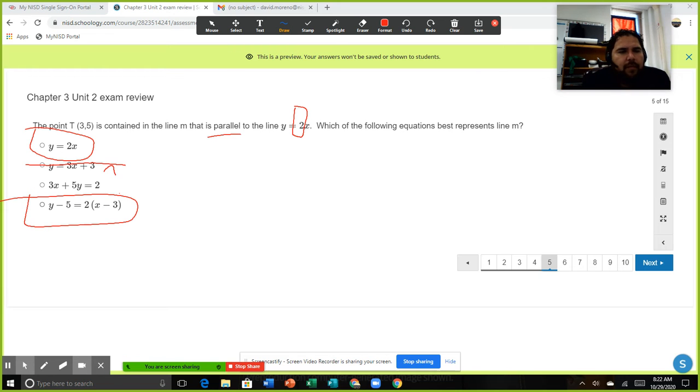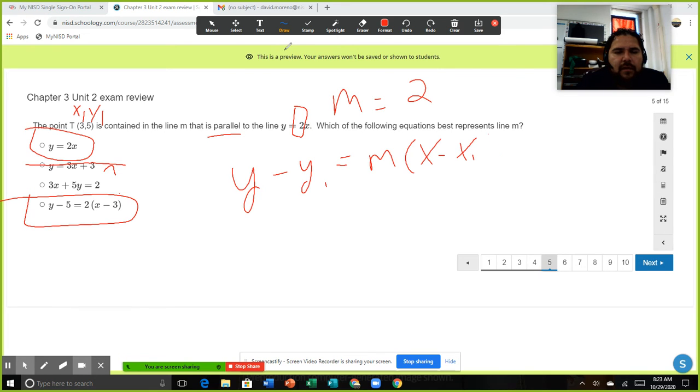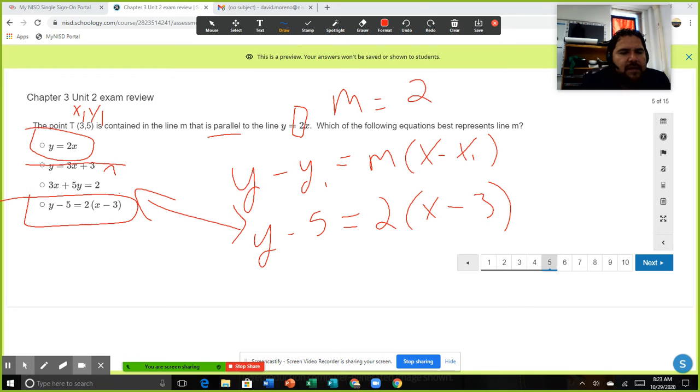But let's look at the point. The point's (3, 5). That's x1, that's y1, okay? All right, so we're looking for the slope. Parallel means same slope, so we know that our m is going to be 2, okay? And our point x1, y1. So we could put in our formula, y minus y1 equals m times x minus x1, right? So y minus 5 equals 2 times x minus 3, okay? And we notice it right there. These two are exactly the same. So that would be your answer choice for number 5.